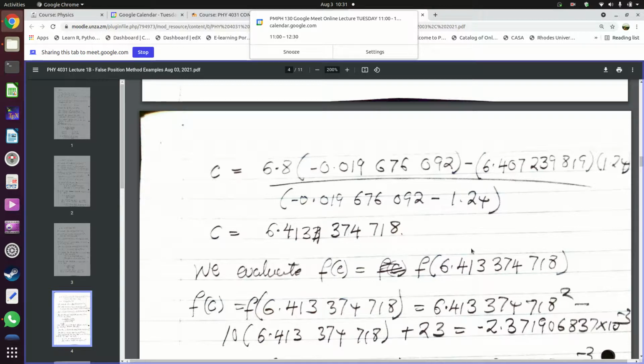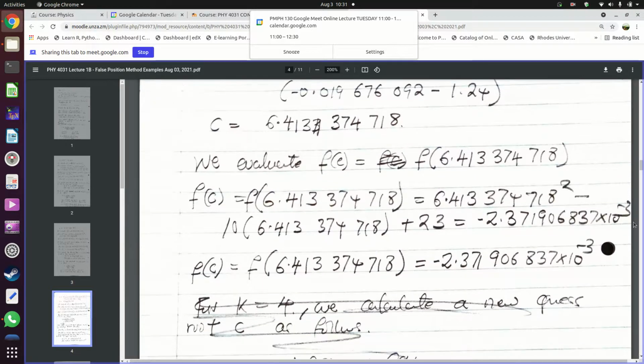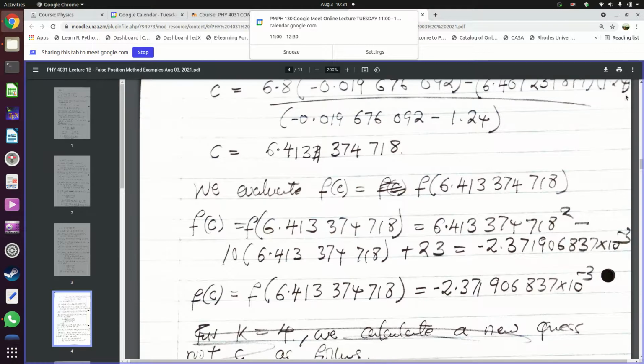So let's see. When you do this with 6.413, we check if there is a solution. Then you work out the value of the function at this 6.413 something. So f of c, which is f of 6.413374, like that. When you do that, you end up having 6.413374718 squared minus 10 times 6.413374718 plus 23.